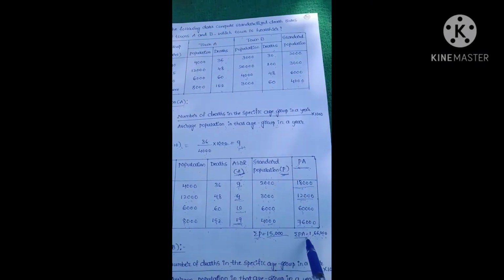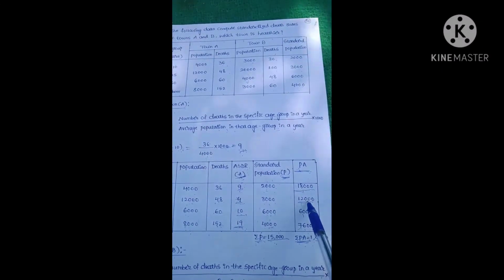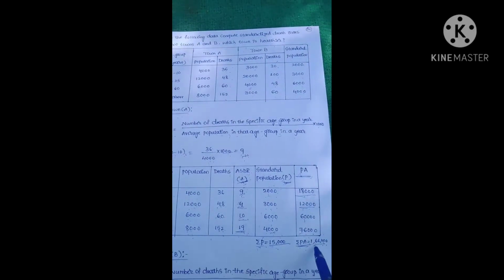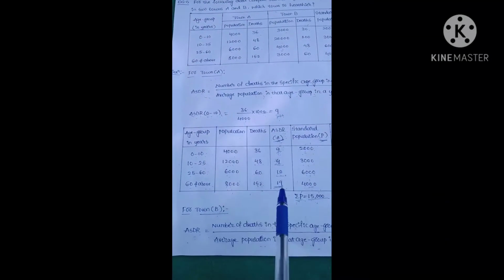Next, summation of P into A. Summation means the sum of these numbers: 18,000 plus 12,000 plus 60,000 plus 76,000. Then we get 1,66,000. This is the table for town A. Next, move on to town B.